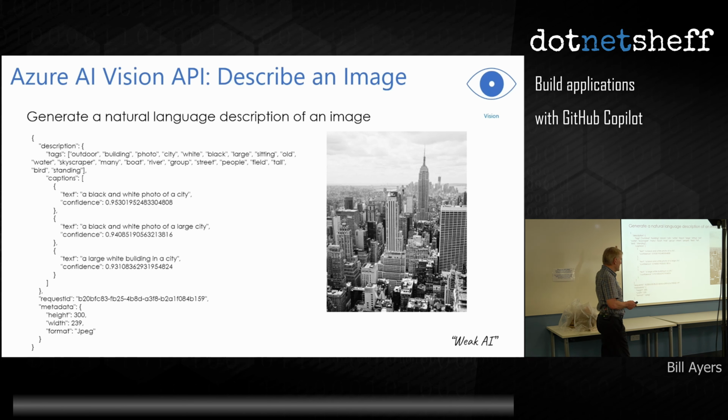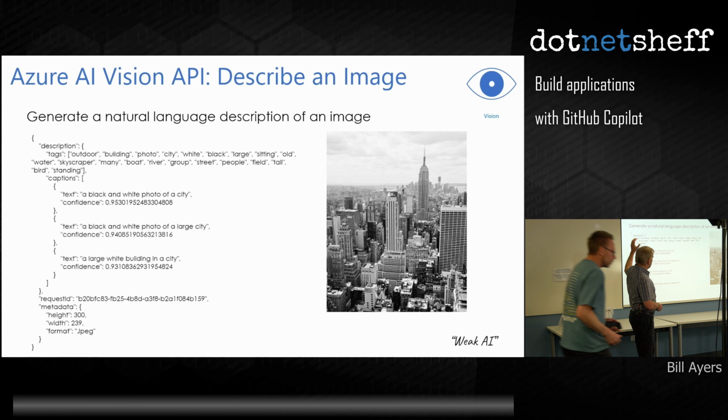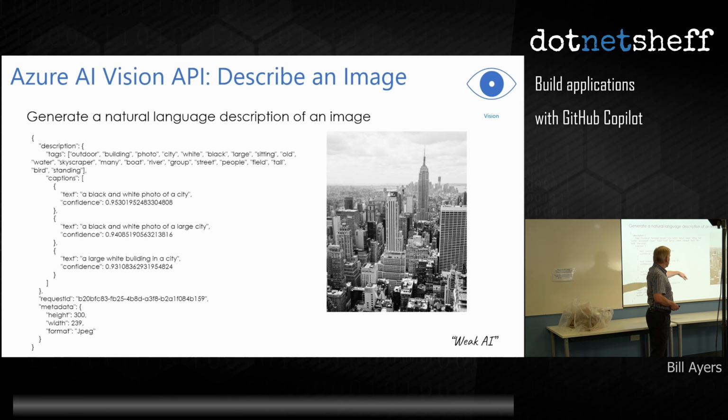So again, back in 2017, you could use Azure AI Vision, and I showed a picture of New York, and it would say, oh yeah, it's a black and white photo of a city. It would produce some text that described the image. And that was great. That was very useful.